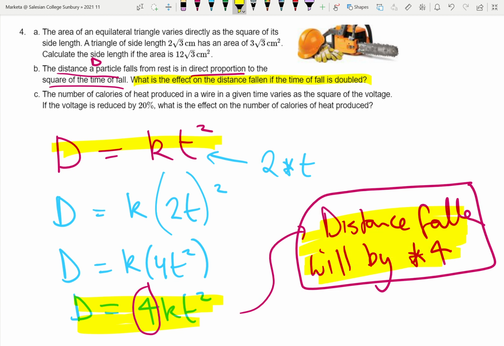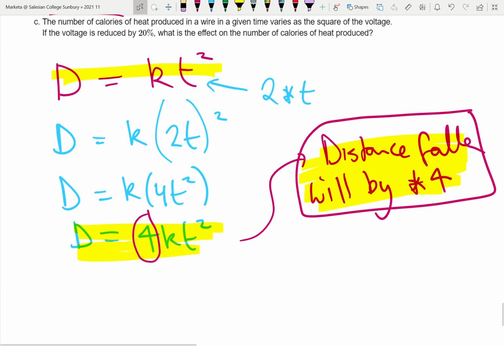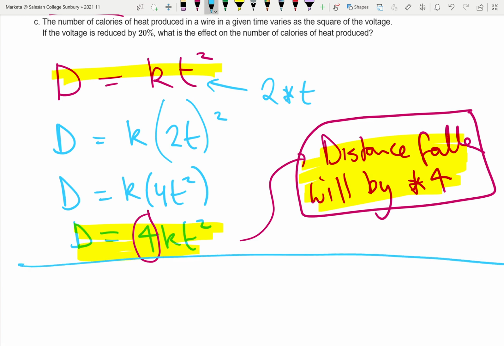Let's do the last one. The number of calories of heat produced in a wire in a given time varies as the square of the voltage. Okay, so the number of calories of heat produced is given by, it varies, in a given time varies as the square of the voltage. Okay, so this is kV squared, and V is our voltage. If the voltage is reduced by 20%, okay, so this is a little bit tricky. What is the effect of the number of calories of heat produced?